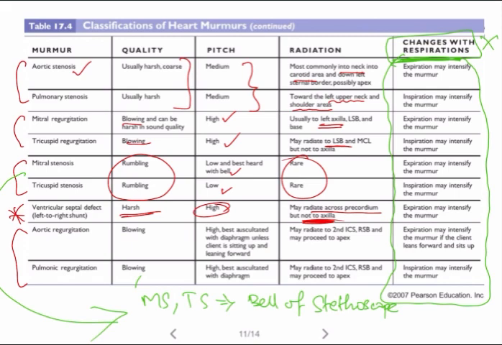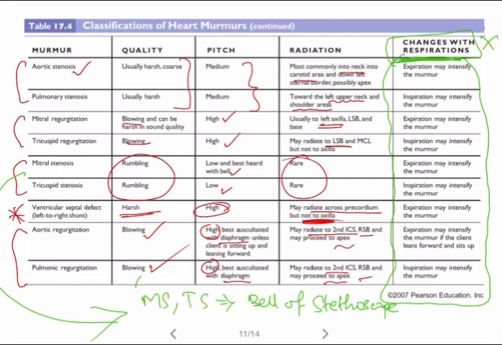Aortic regurgitation is a blowing murmur. Again, pulmonary regurgitation is again a blowing murmur. Best heard with the diaphragm. Both are high-pitched and may radiate to the second intercostal space, right sternal border, and may proceed to the apex.